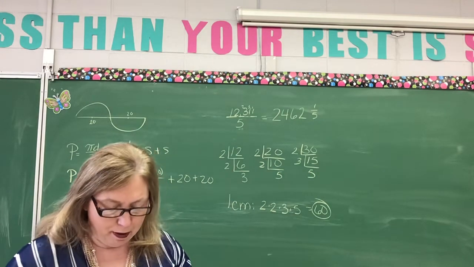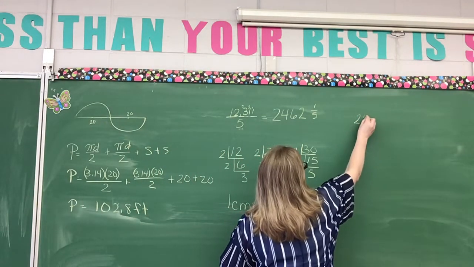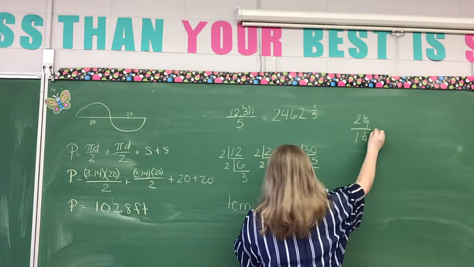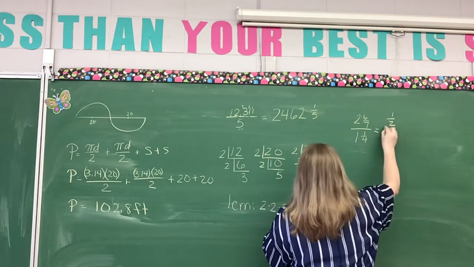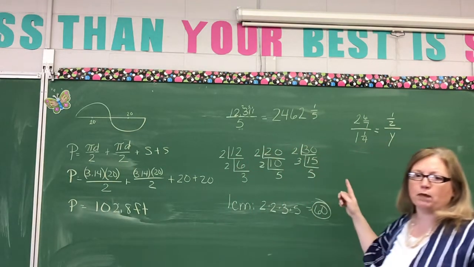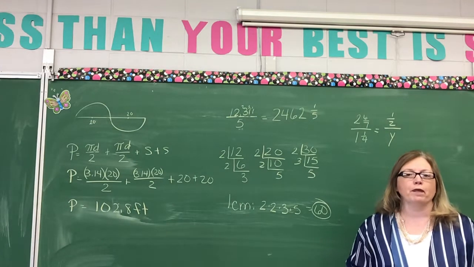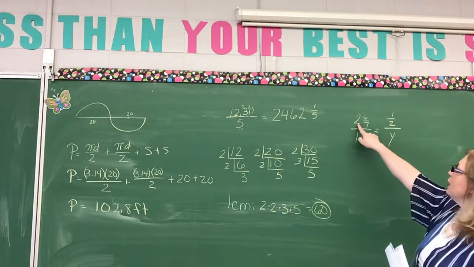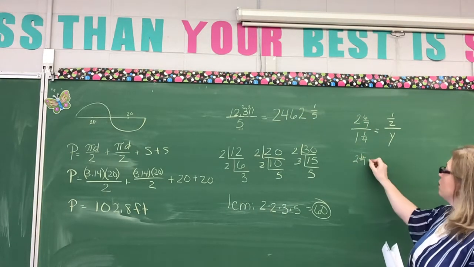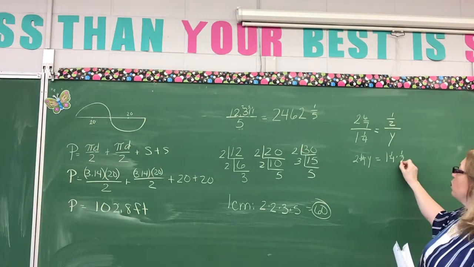We have the problem 2 6/7 over 1 1/4 equals 1/2 over y. Now, the first thing we have to do in this problem is to make an equation. We're going to do that by simply doing what? Cross multiplying. So we're going to say 2 6/7 times y equals 1 1/4 times 1/2.